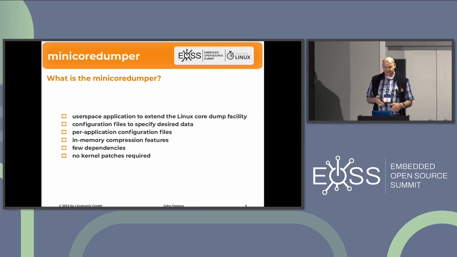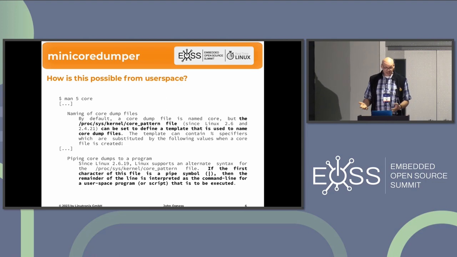The mini core dumper project has been around for quite a while, and the kernel supports this. So how can we do core dumps from user space? It makes no sense. Well, if we look a little further down on the man page for core, we see that there is a /proc/sys/kernel/core_pattern file where you can specify the name of the core file. It doesn't have to be called core. You can use percent specifiers, like %p, to give it a name that has values assigned at runtime.